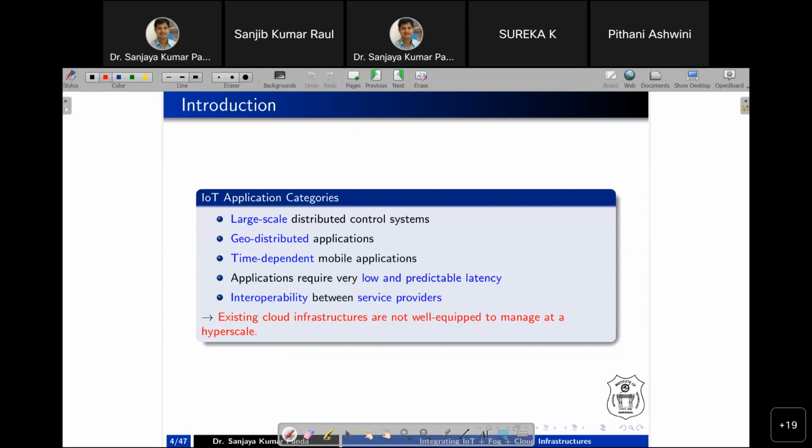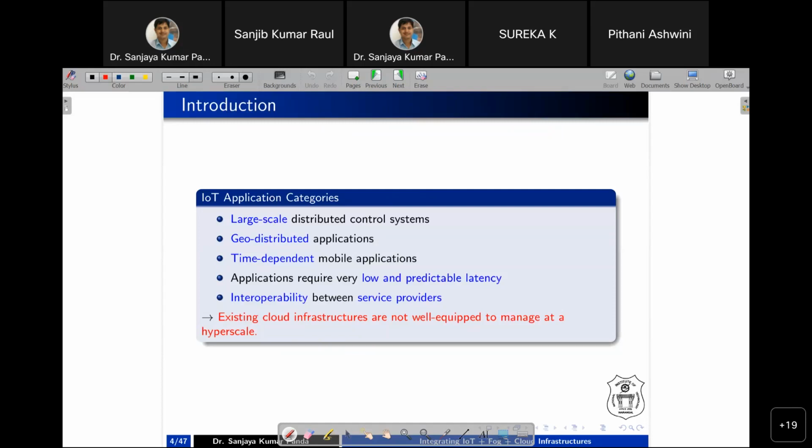So there are many applications that are very sensitive to delay. But in such applications, if you are connecting IoT with the cloud, you are not going to get low latency, because the cloud is very far away from the IoT devices. And the existing cloud infrastructure is not well equipped to manage these kinds of applications, whether it is a large-scale application, or a geo-distributed application, or you want some standardization to be followed by all service providers, so that a user can move from one provider to another without any interruption. It is very difficult. So interoperability is really a challenge.